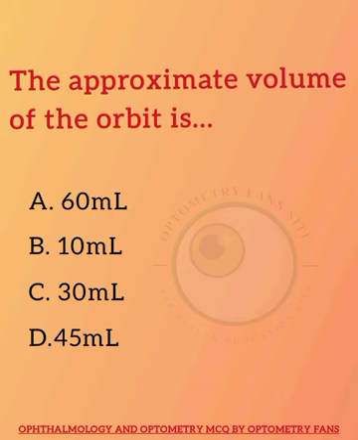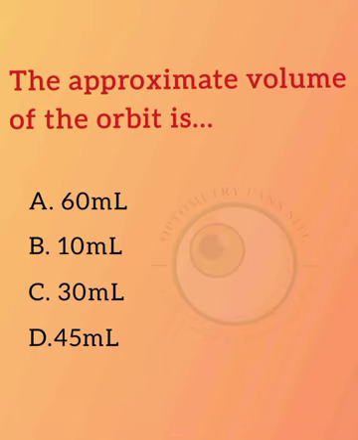The approximate volume of the orbit is option A, 60 ml. Option B, 10 ml. Option C, 30 ml. And option D, 45 ml. The correct answer is option C, 30 ml.